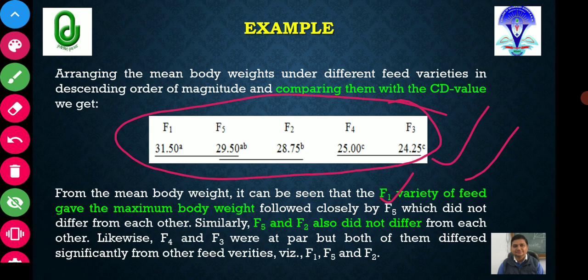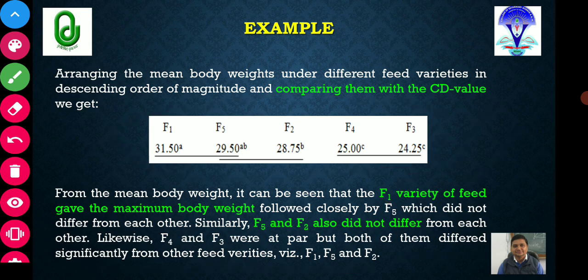Okay. F5 and F2 also do not differ, but F1 and F2 are differing. Likewise, F4 and F3 were at par, but both of them differ significantly from the other varieties of feed like F1, F5 and F2. So this is the way we can interpret our result after the calculation of CD value and after application of superscript on the mean. So I hope this is clear to you.